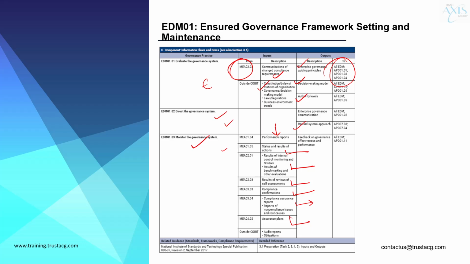Now, this particular information flow refers to one key external standard like NIST Special Publication 800-37, which is the risk management framework, specifically in section 3.1, which focuses on inputs and outputs of governance and risk management activities. Now, this particular standard reinforces the principle that governance, evaluation, and direction must be data driven, transparent, and integrated into the risk and compliance management.